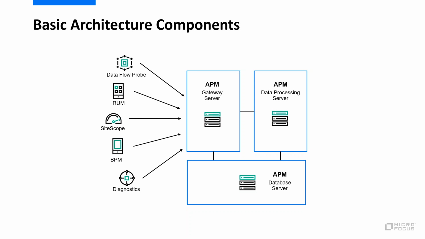So APM is generally divided into three parts. One is the APM gateway server, which is responsible for interacting with any data collectors or the users. The data processing server is responsible for dealing with the database and running the offline aggregations and any background operations. The backend calculations are done on the data pushed from the data collectors. So that's the job of the DPA server.